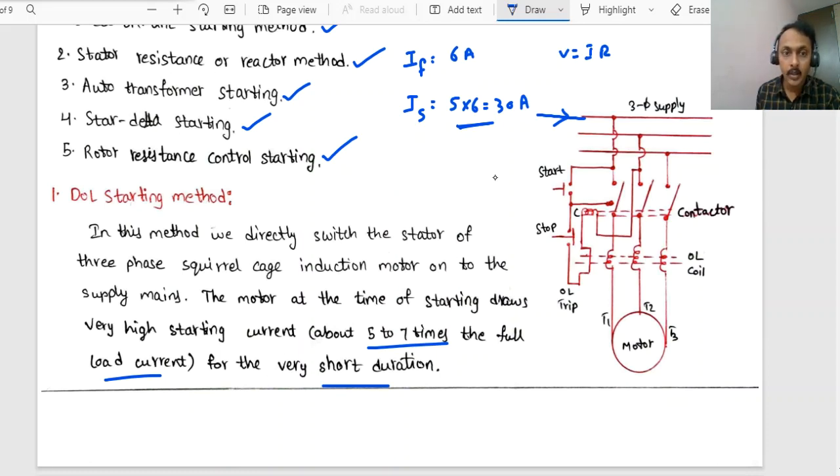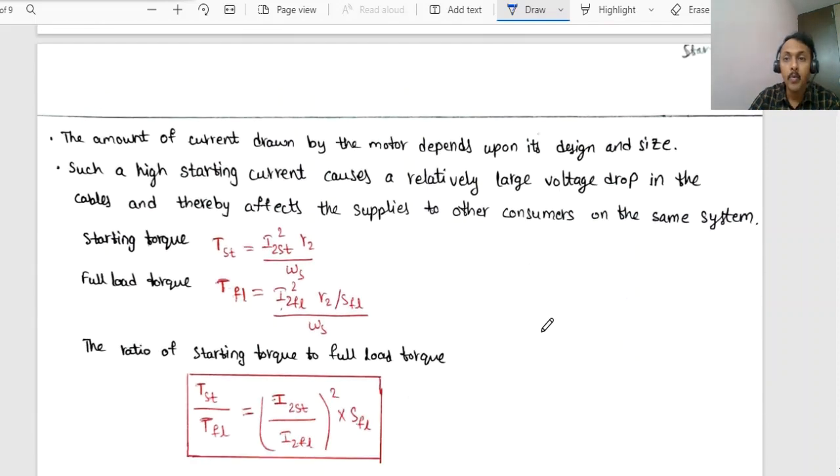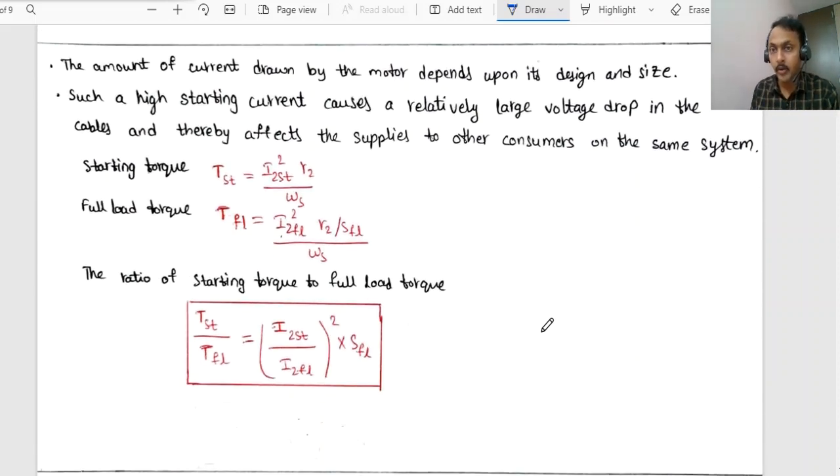This is all because with the direct online starting method, the motor draws some 5 to 7 times the full load current, for a short duration of time. How much current it may draw will depend upon the design and size of the machine. As I told you earlier, such high starting currents will cause a large voltage drop in the cables or lines. Therefore, it is going to affect the supply to other consumers on the same system.